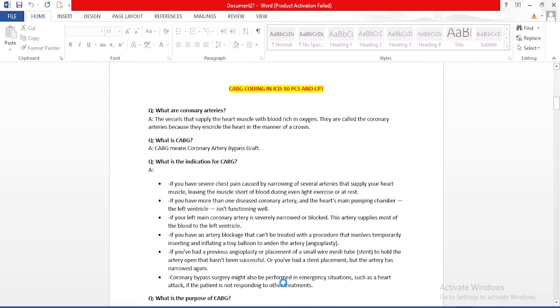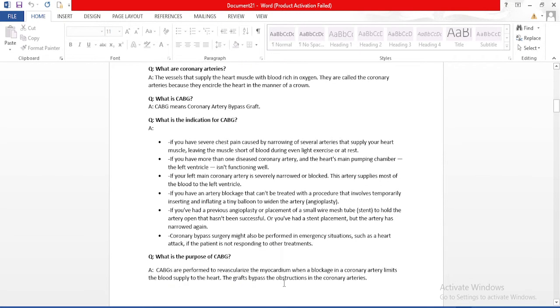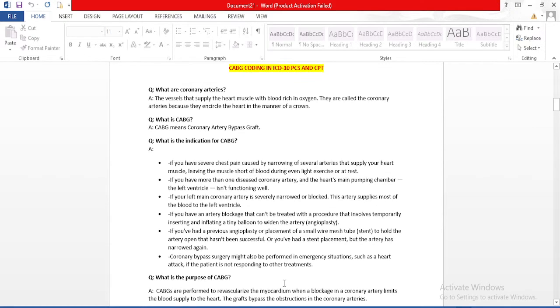Next question: what is CABG? CABG means coronary artery bypass graft. Whenever there is a clot or obstruction in the coronary artery, the physician will bypass that coronary artery using other arteries or veins in the human body.